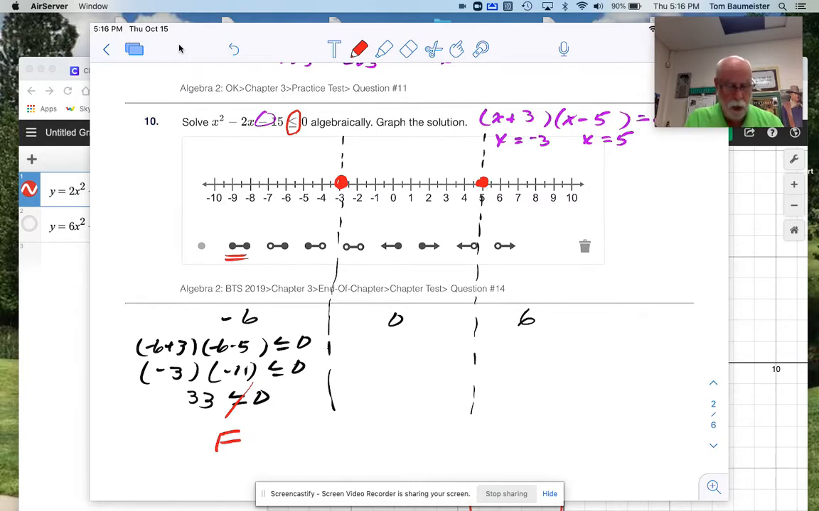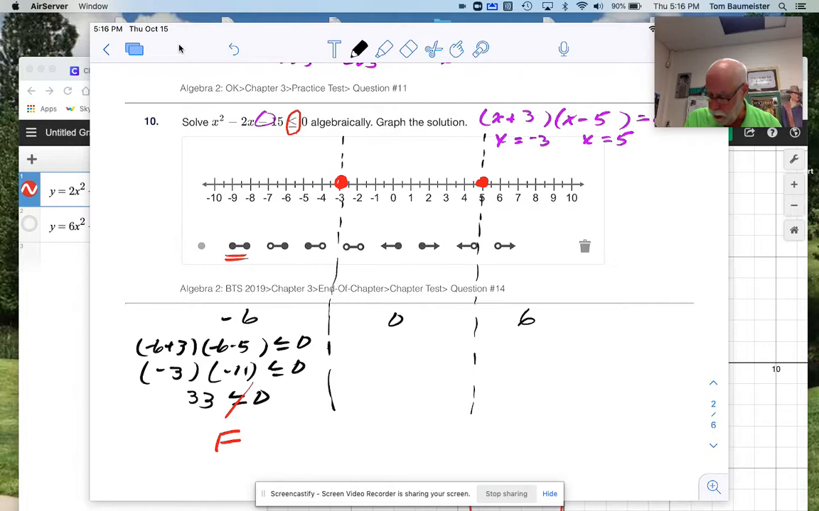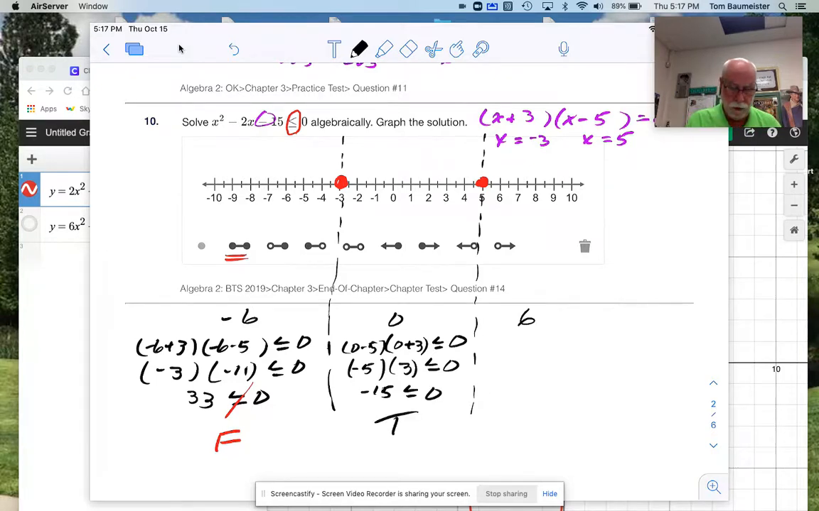We're going to do 0 now. So I'm going to take 0 minus 5 times 0 plus 3. Is that less than or equal to 0? 0 minus 5 is negative 5, and 0 plus 3 is 3. Again, is that less than or equal to 0? Well, negative 5 times 3 is negative 15, and that is less than 0. So that one's the true statement.